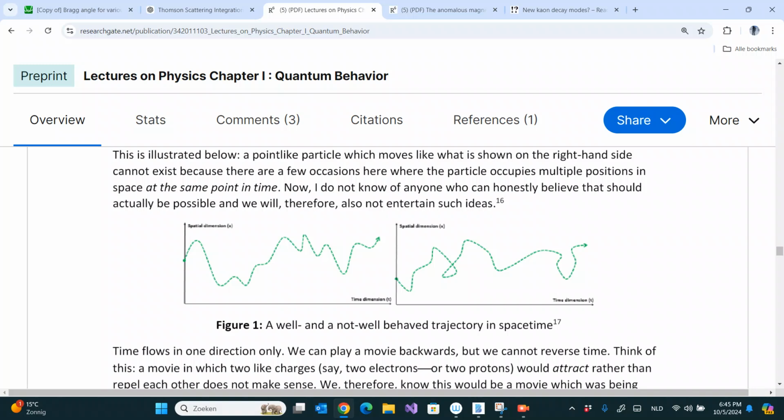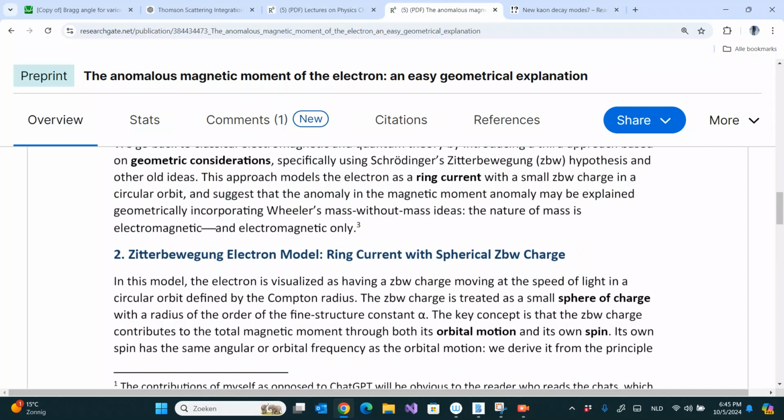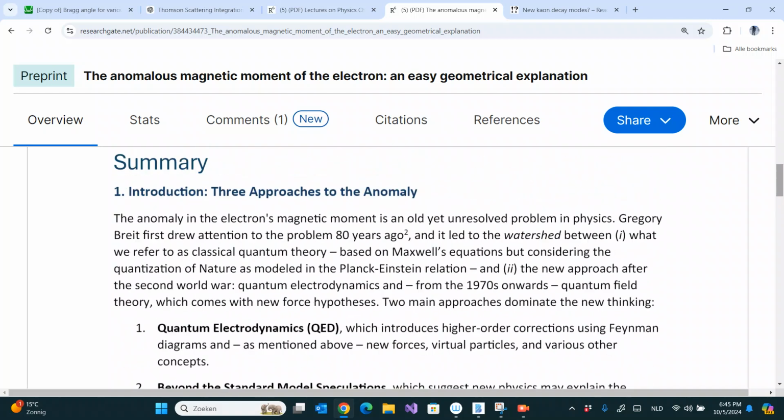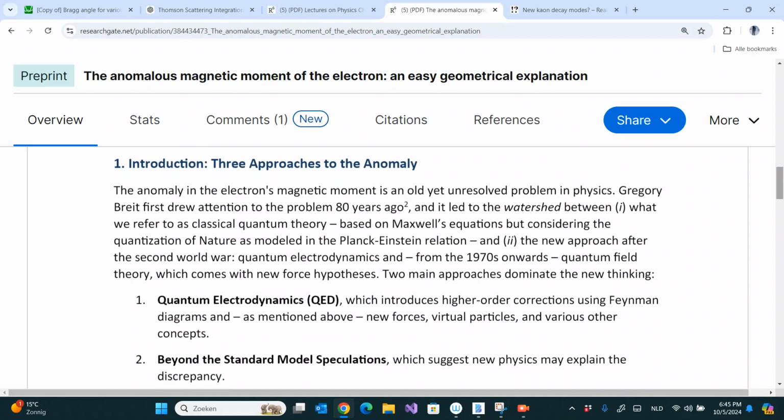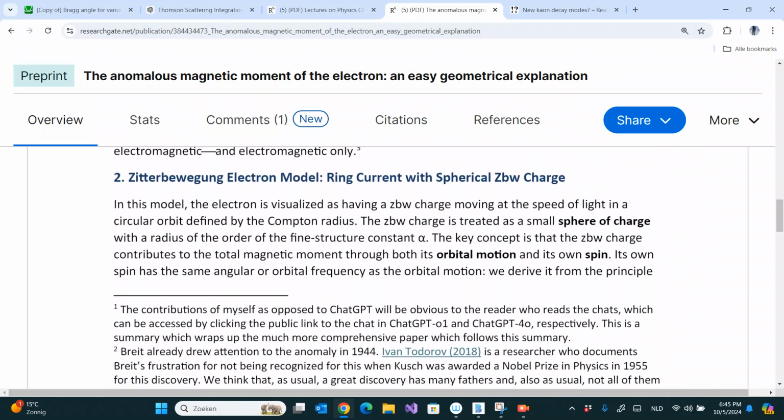I would refer you to my recent paper. Let me pull that one up. Yeah, that's this one here. The anomalous magnetic moment of the electron, an easy geometrical explanation. Of course, it's not easy. But I described there the complexities of imagining or modeling various correction factors to the theoretical magnetic moment of an electron. I think we'll get there.